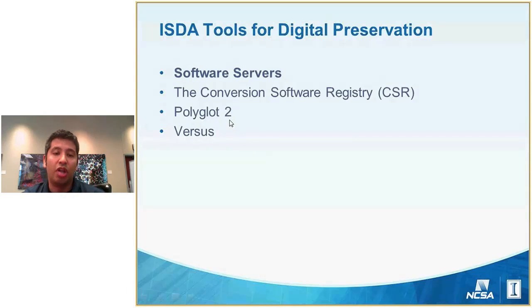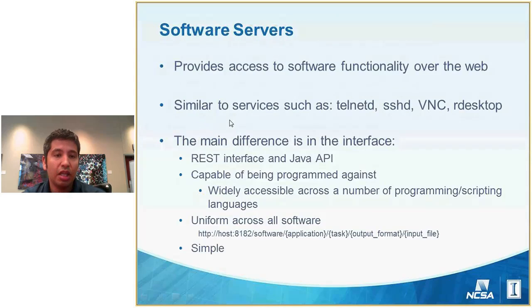So first I'll get into the software servers and what they are. The software servers are what basically attaches the API to software. They provide access to software functionality, and they do this over the web through a REST interface. You can think of a software server as something similar to other applications and services out there that connect you to remote software, stuff like Telnet, SSHD, VNC, if you know that, and remote desktop.